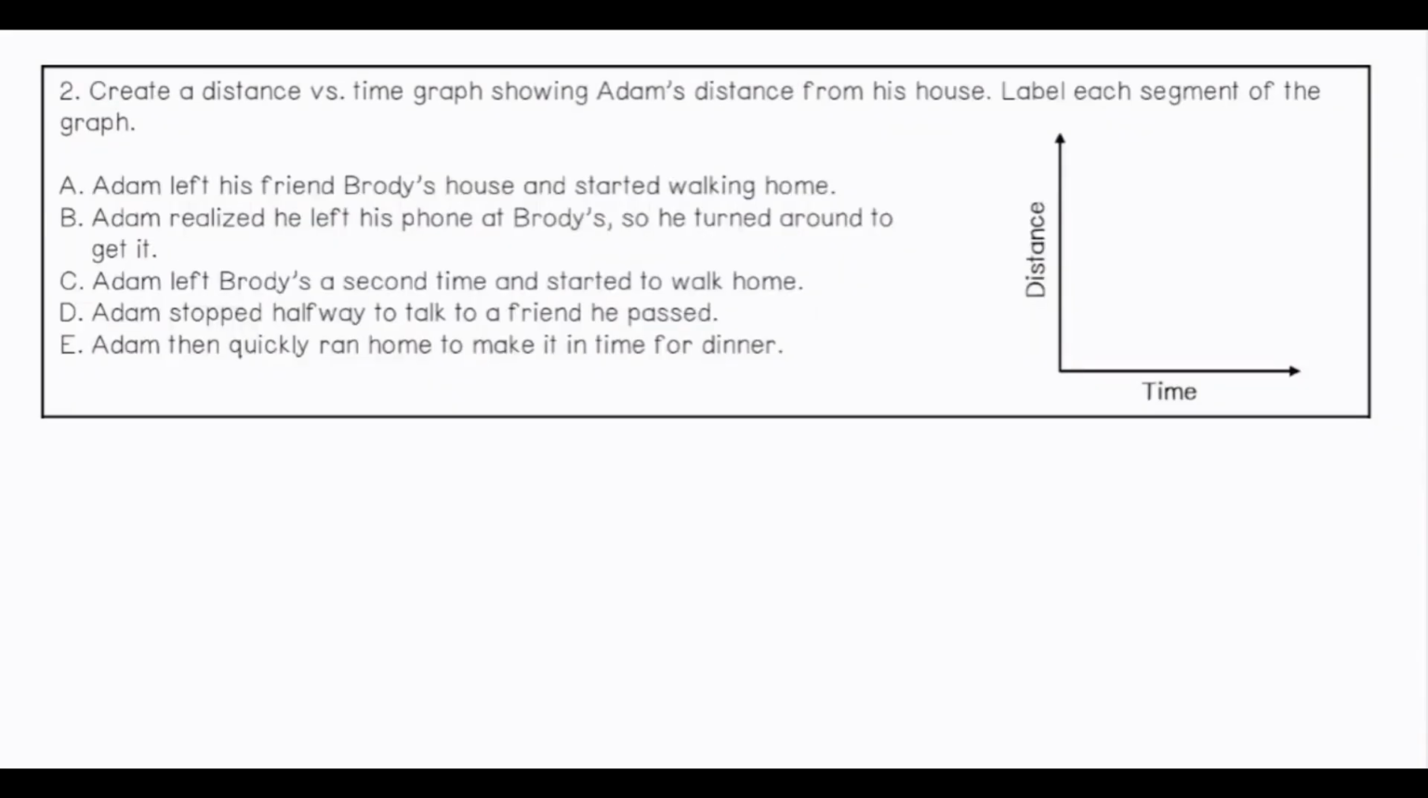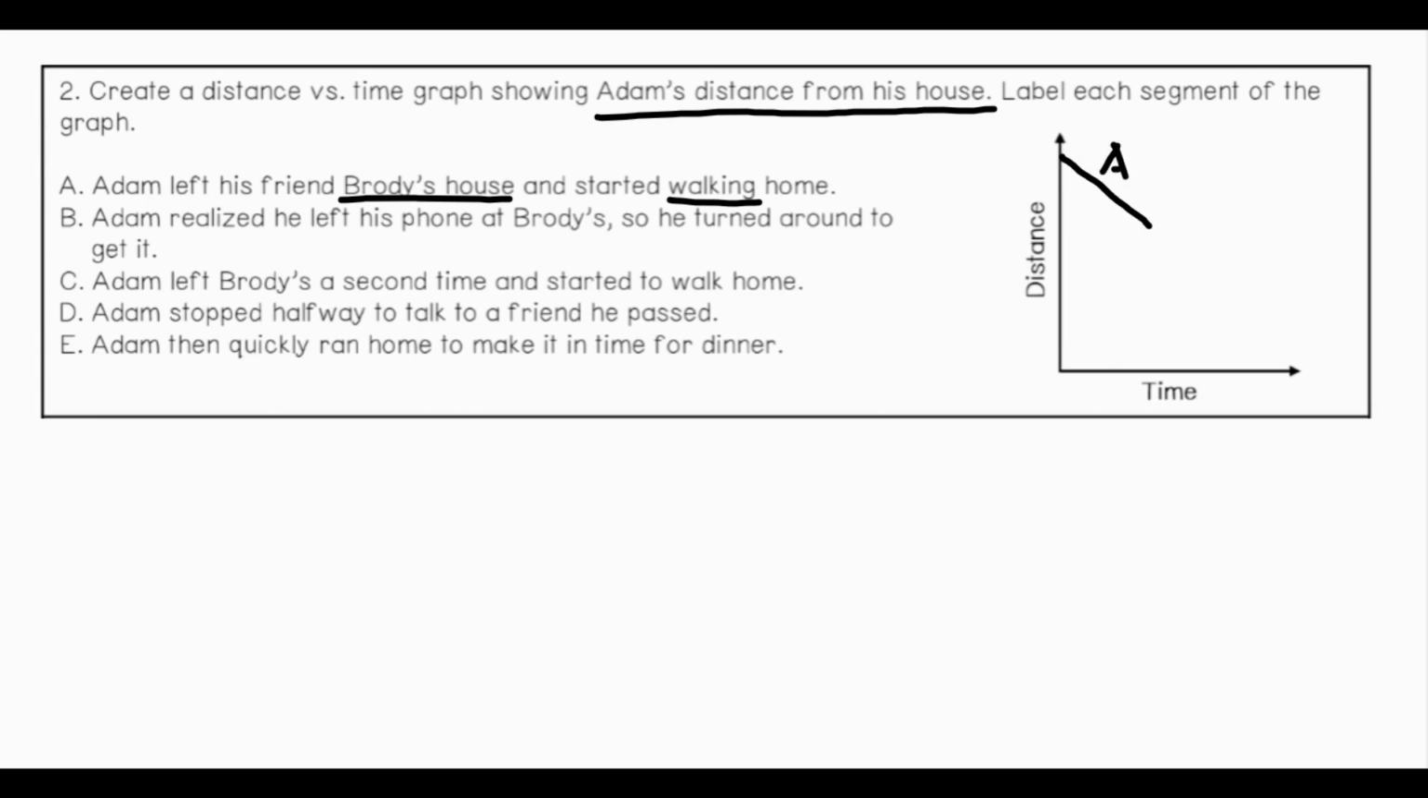Next, looking at number 2, create a distance first time graph showing Adam's distance from his house. Label each segment of the graph. So here it's talking about Adam's distance from his house. So if Adam's at his house, he'd be on the x-axis. So part A, Adam left his friend Brody's house and started walking home. So here he's starting at Brody's house and he's walking home. So Brody's house would tell me that I'm not starting on the x-axis. I'm starting at, say, a y-intercept. And then walking home would be a linear relationship, so I should have a straight line. So we'll label this part A.